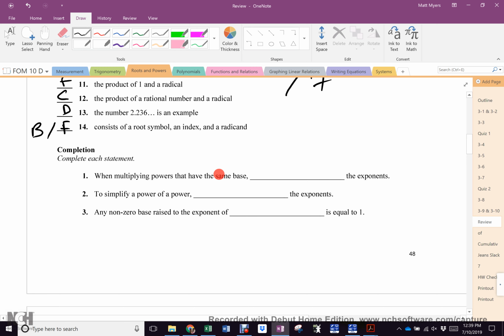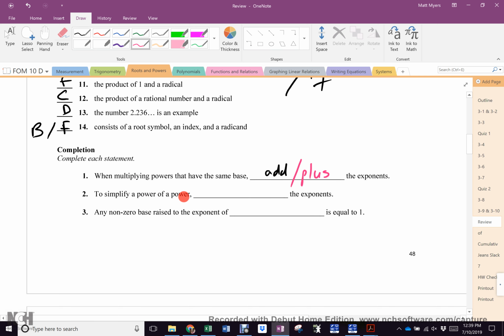When multiplying powers that have the same base, add the exponents. But I'm betting somebody, at least one of you, wrote plus them. I hope you didn't, but one of you did. I know if I walked around, I would find somebody that wrote, you plus them. Who did it?